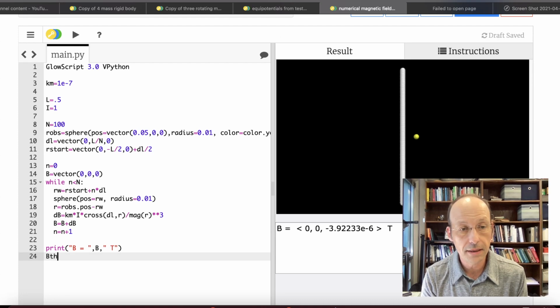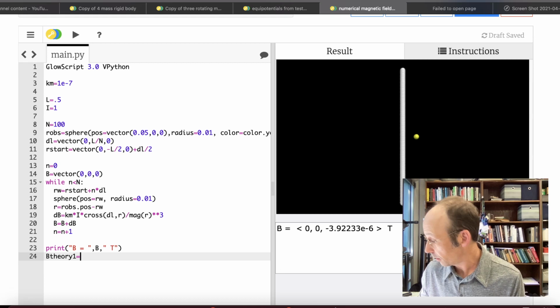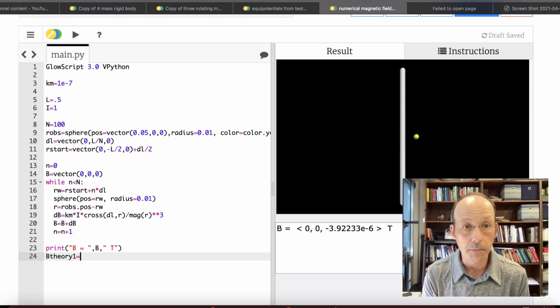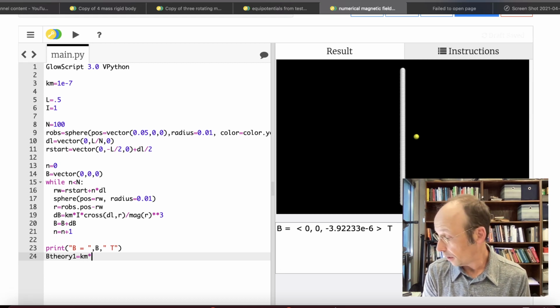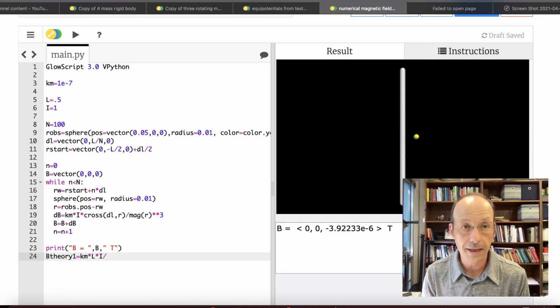So let's say B theory 1, and that's going to be the longer version. I'm looking at my notes over here. So it's going to be mu naught, which is Km, times L times I divided by X, right? Divided by X times the square root of X squared. I'm just making sure these are all scalars, yes. I know I never said what X was.